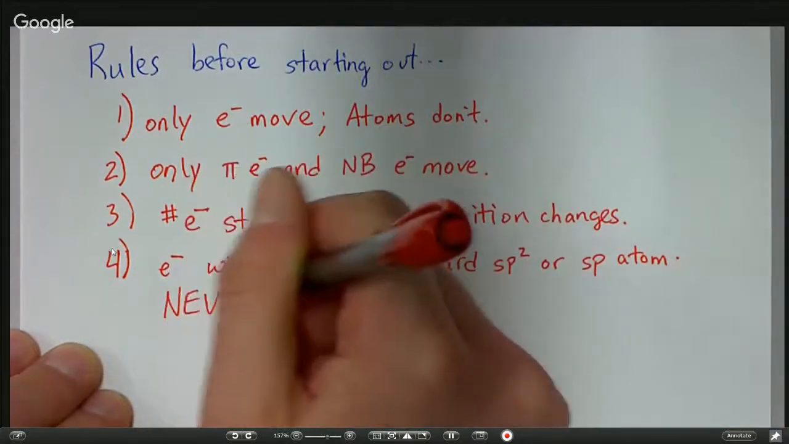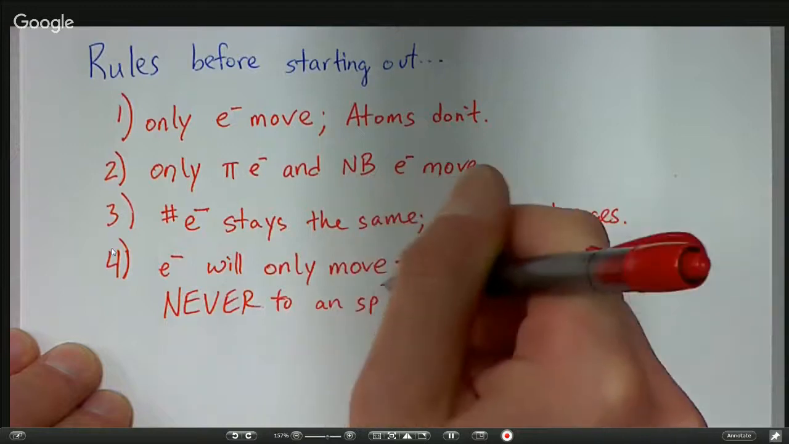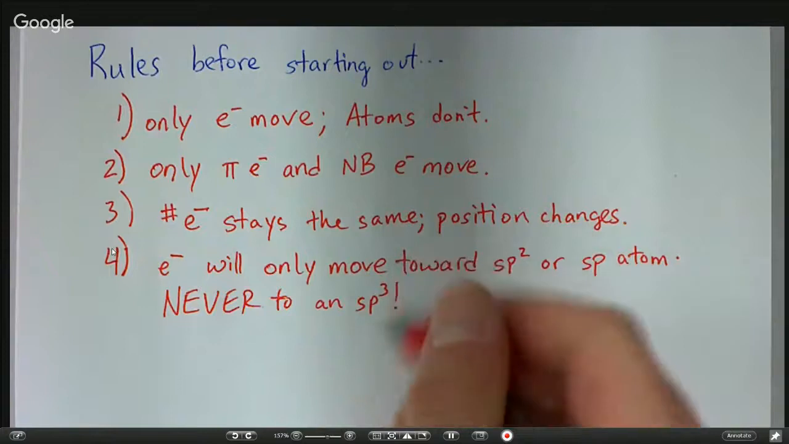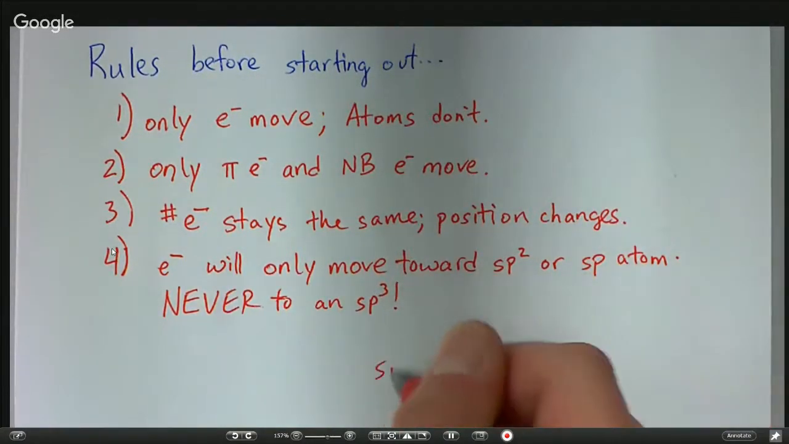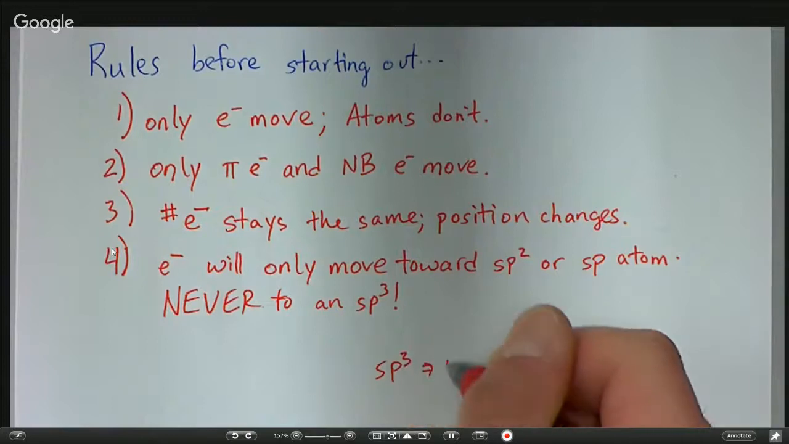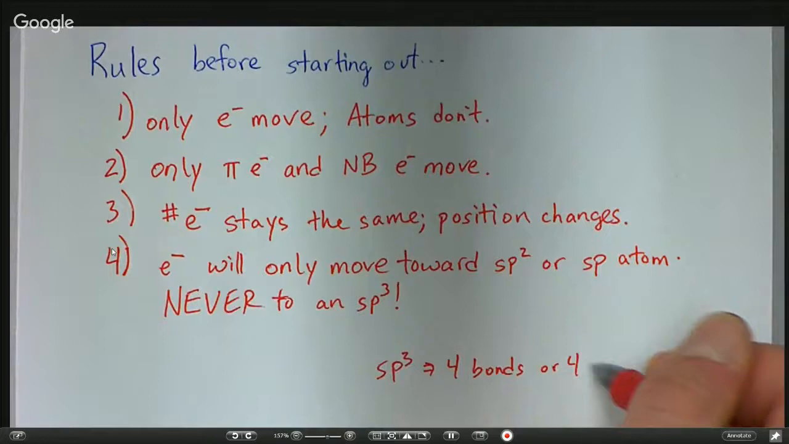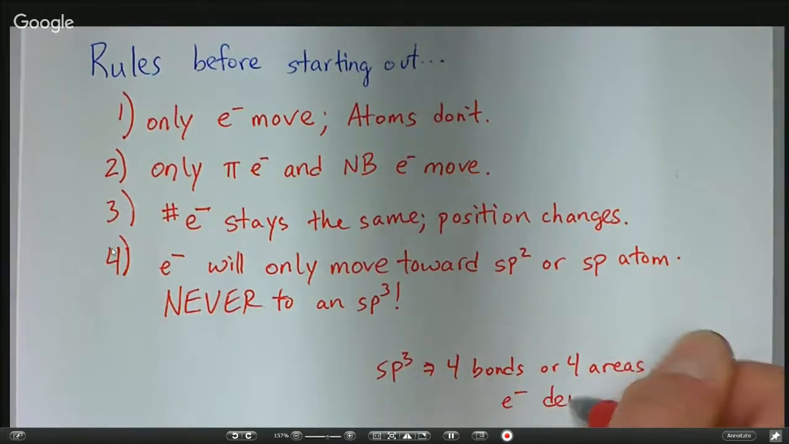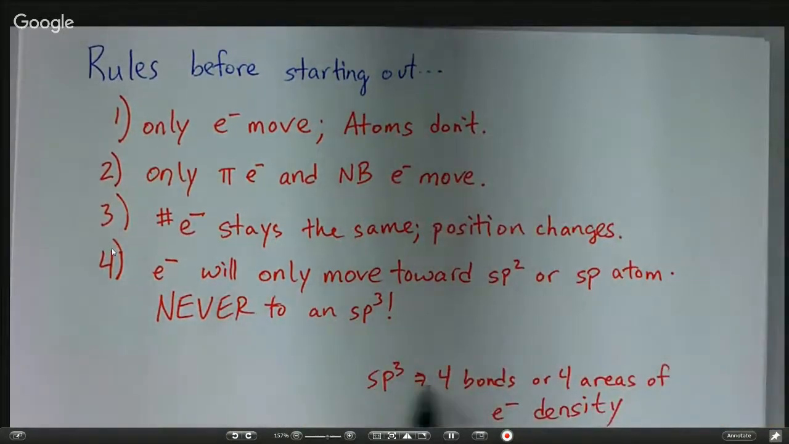Never to an sp3. Okay, and what we mean by that is the sp3 already, for carbon, let's say, has 4 bonds. So remember, sp3 indicates that there are 4 bonds or 4 areas of electron density. So maybe there's a lone pair there. But we can't move electrons towards that side because then we're adding more electrons than it can hold.